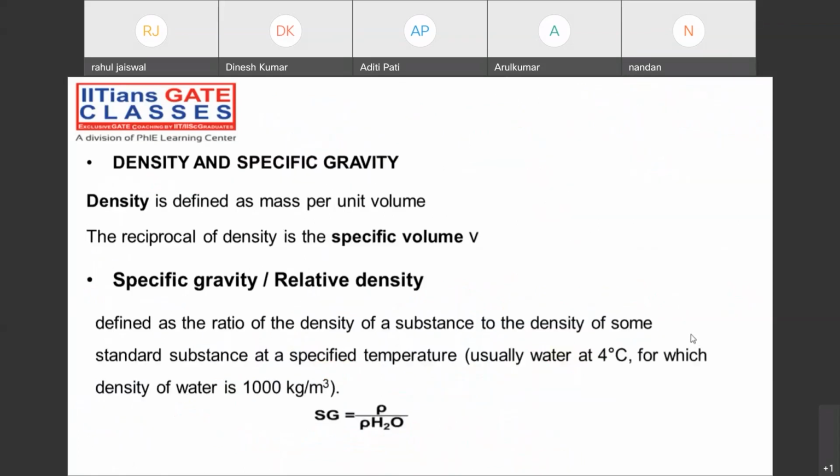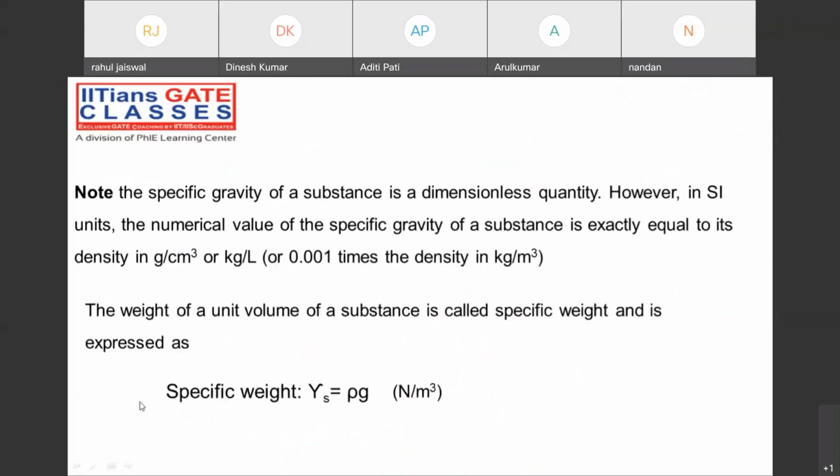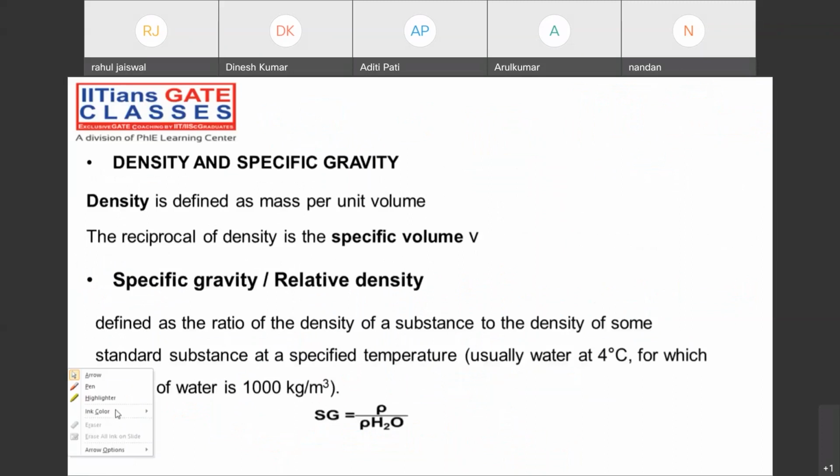Perfect. Now note down some of the fluid properties. Like we have density. Density is defined as mass per unit volume. And of course, its reciprocal is the specific volume. This specific volume will be very useful in pure substances. The unit is meter cube per kg. The reciprocal of the density is defined as specific volume.